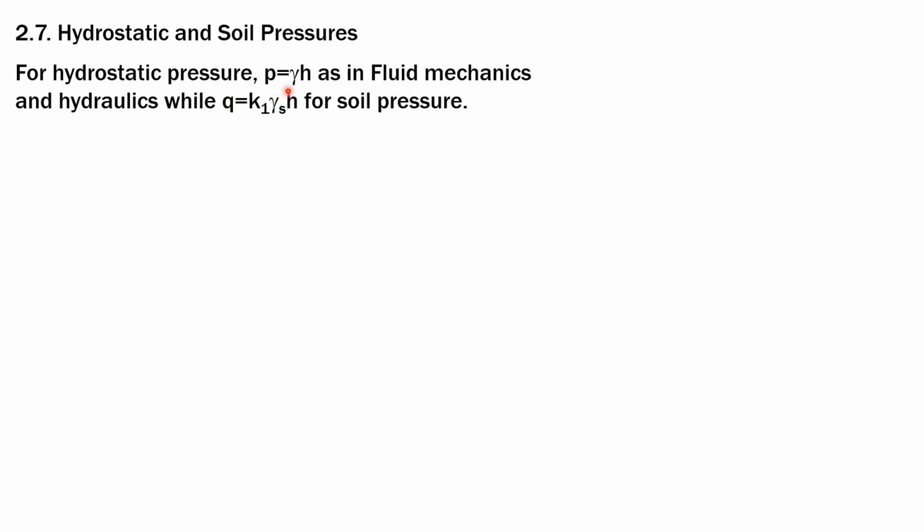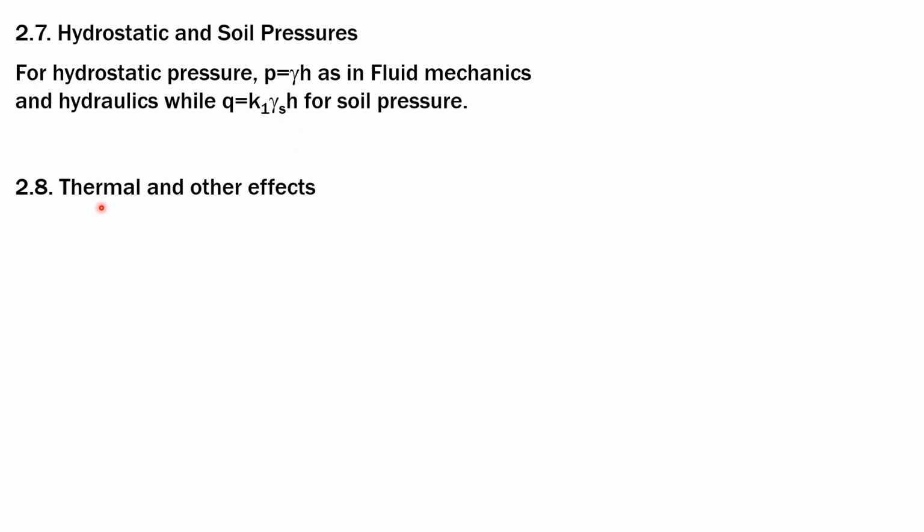Pressure is specific weight of fluid times H, depth, in fluid mechanics, while in geotechnical engineering, this soil pressure is coefficient K1 and gamma of soil, specific weight of soil, times H, which is the same as that, where K1 is a factor that is of maximum value 1. It ranges from 0 to 1, by the way.